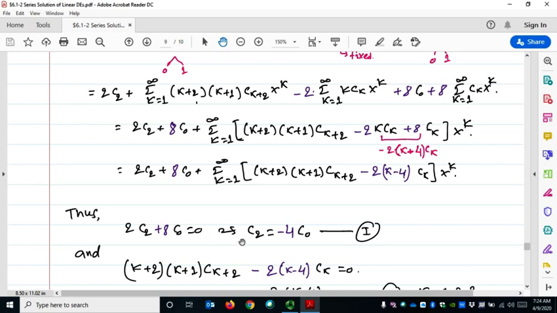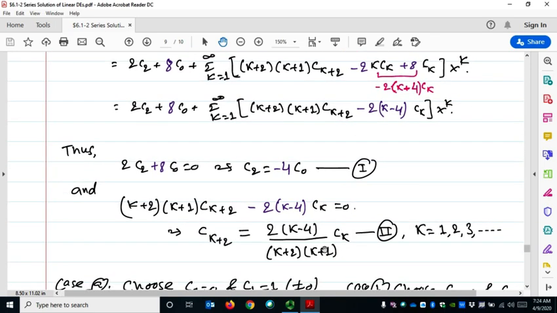So c2 in terms of c0 is c2 equals negative 4c0, and from this, (k plus 2) times (k plus 1) times c(k plus 2) minus 2 times (k minus 4) ck equals 0. Then we got the recurrence relation here: c(k plus 2) equals 2 times (k minus 4) times ck over (k plus 2)(k plus 1). I know a lot is going on here, a lot of computations, the algebra here.